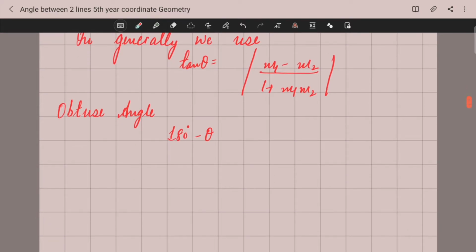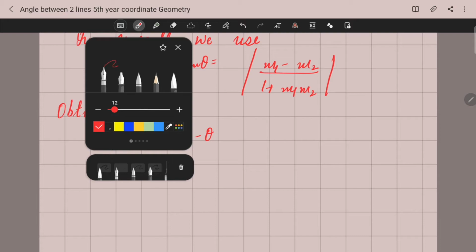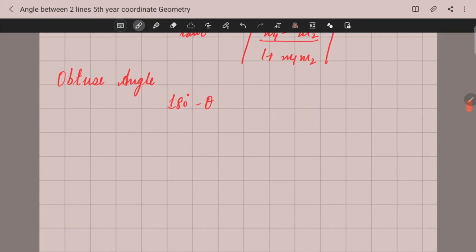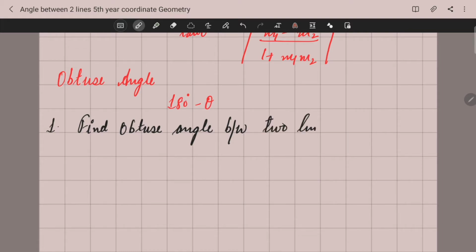And like we have one question: find obtuse angle between two lines. Like we have first line x minus 2y minus 1 is equal to 0 and another line is 3x minus y plus 2 is equal to 0.